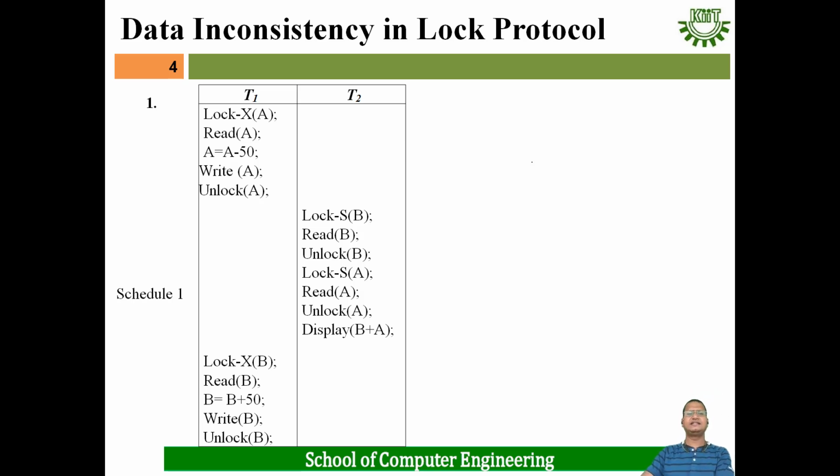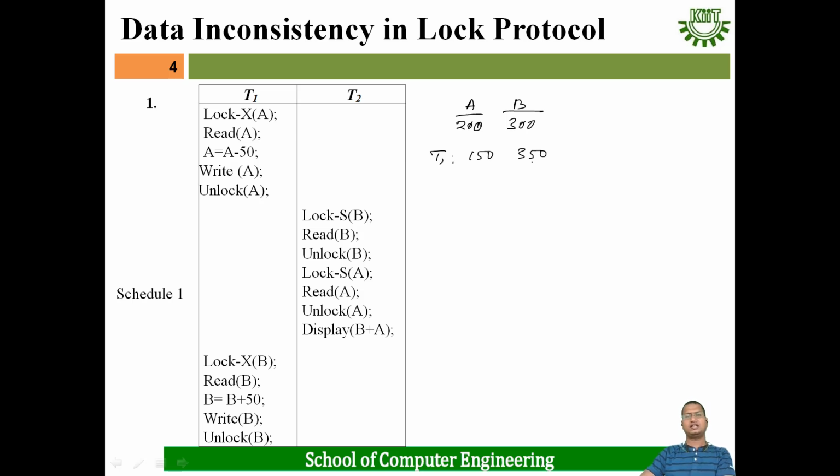Now we'll see this schedule 1. It deals with two transactions, T1 and T2. T1 transfers 50 rupees from account A to account B, and transaction T2 displays the summary of account A and account B. Suppose the initial account A balance is 200 rupees and the initial account B balance is 300 rupees. When we apply transaction T1, it transfers 50 rupees from account A, so the balance will be 150, and it adds 50 rupees to account B, so the balance will be 350.